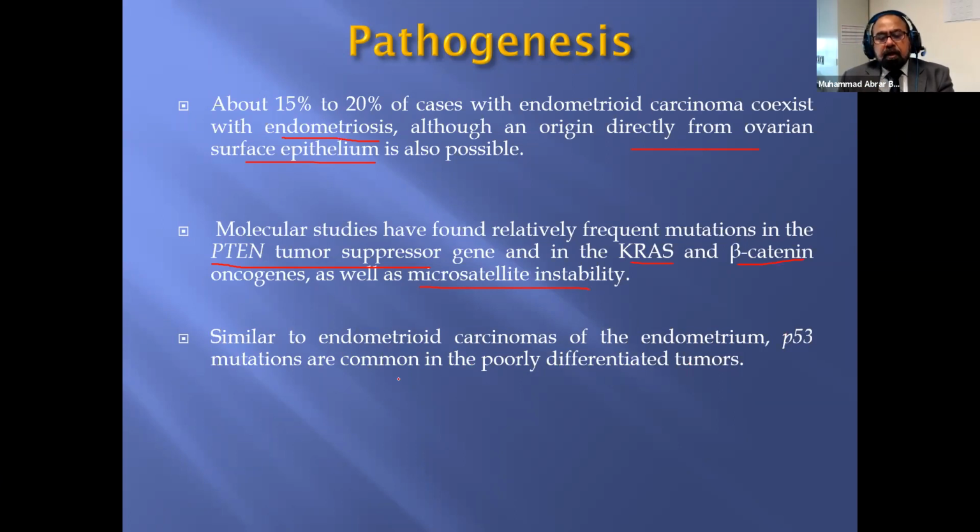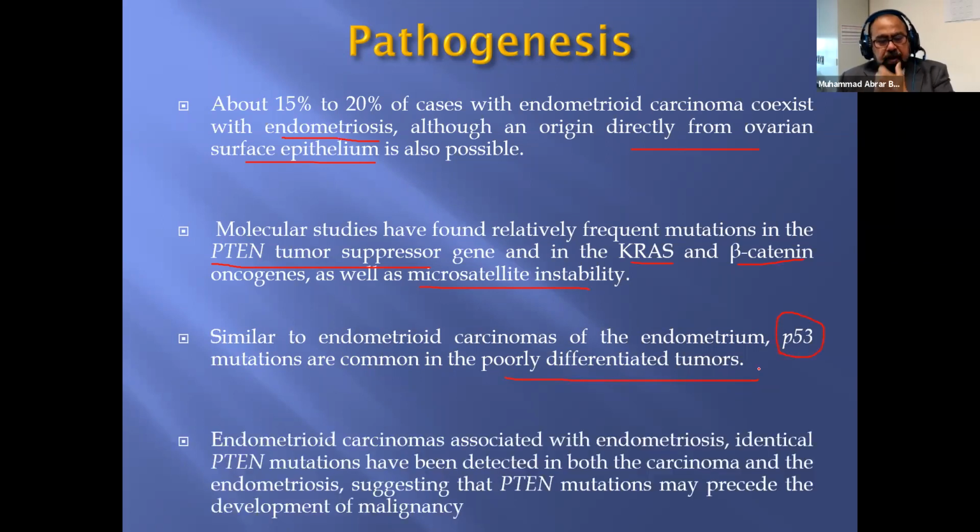P53 mutations are commonly seen in poorly differentiated tumors. So if the tumor is poorly differentiated, you can see mutation of P53. In the endometrioid carcinoma associated with endometriosis, identical PTEN mutation has been detected in both the carcinoma and endometriosis, suggesting that PTEN mutation may precede the development of malignancy. For example, in endometriosis there can be a PTEN mutation, and slowly and gradually from endometriosis it has changed into endometrioid carcinoma.